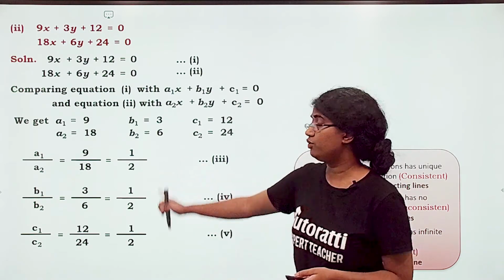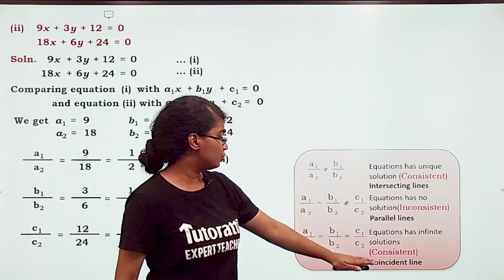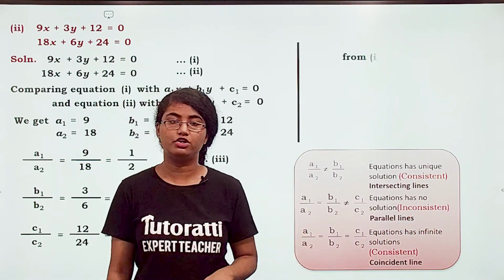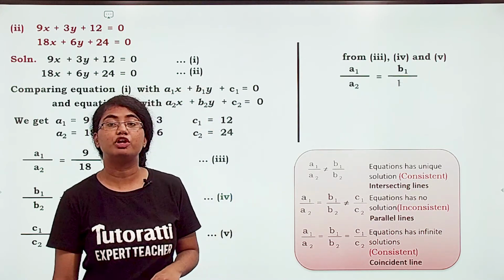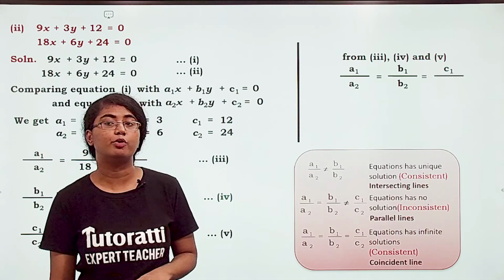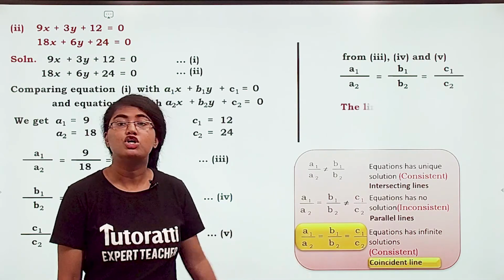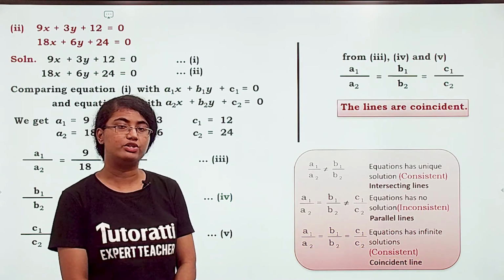Now what can you conclude from this? That all the three ratios are in proportion. That means we have obtained the third condition. So from the three ratios, a1 upon a2 equals b1 upon b2 equals c1 upon c2. This is the condition that is established here. So we can say that the lines are coincident.